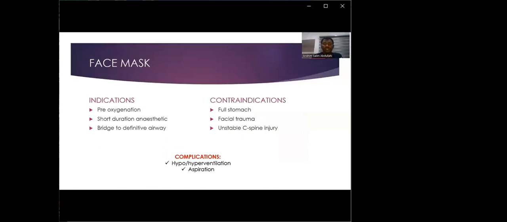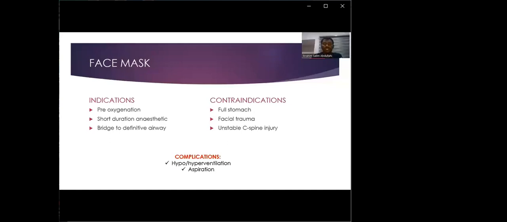The indications for the use of face masks are: one, pre-oxygenation. Two, for the maintenance of anesthesia, especially for short duration anesthetics, where there is no risk of aspiration. Or it can be used as a bridge to a definitive airway. Maybe at the end of the procedure, the patient is extubated deep, and then the face mask can be used to deliver oxygen while maintaining an open airway.